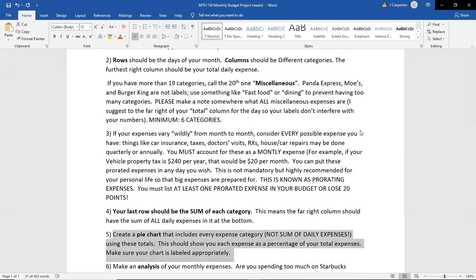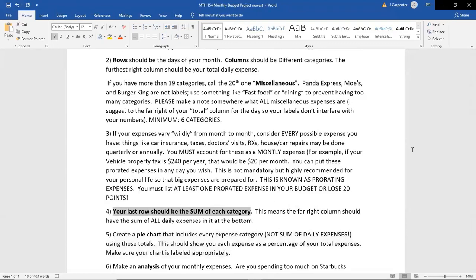So your pie chart should just be based on the categories using the totals from part 4. In other words, you will create your pie chart based off of the last row, which is the sum of each category. So your pie chart is only based off of a single row, the last row, and it's the sum of each category. That way you'll have a slice for groceries, a slice for cell phone bill, a slice for rent, a slice for, again, however you're labeling your categories.